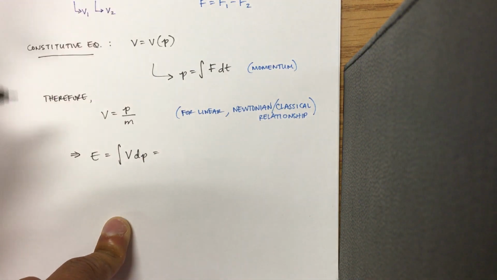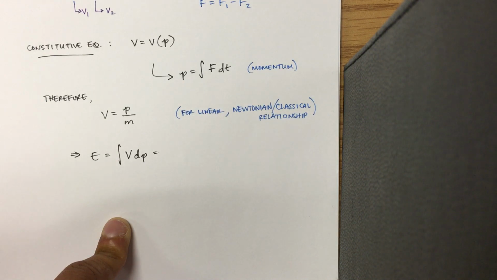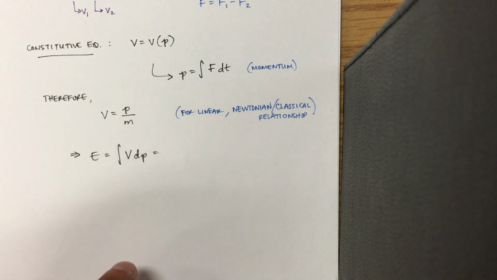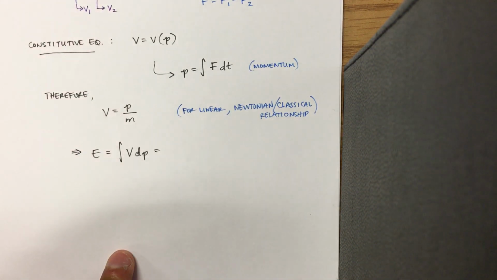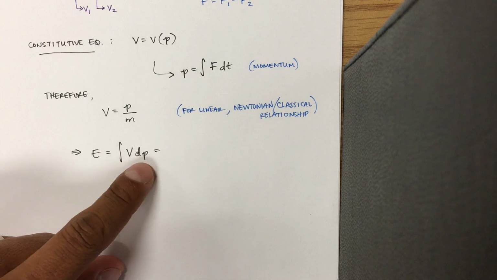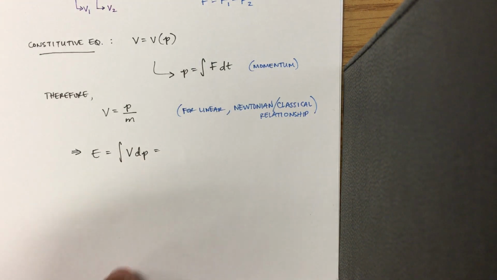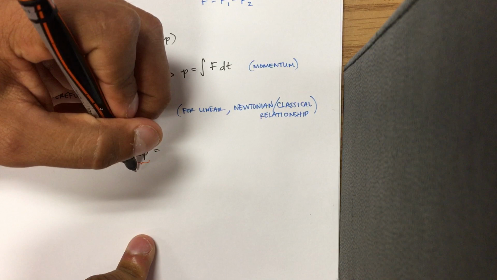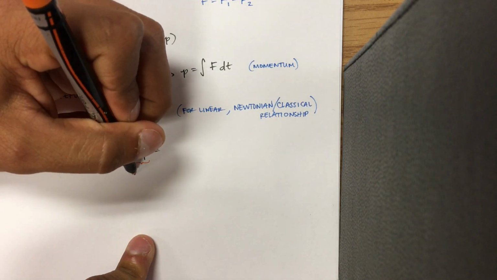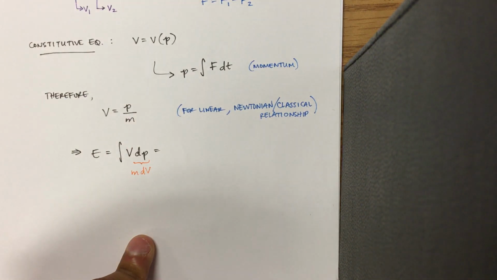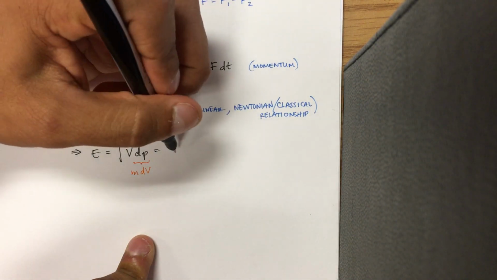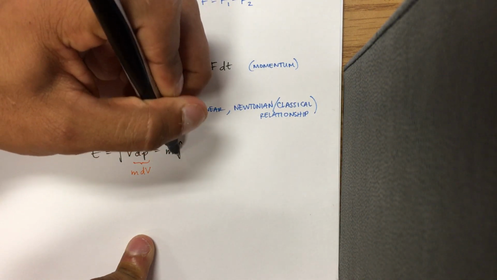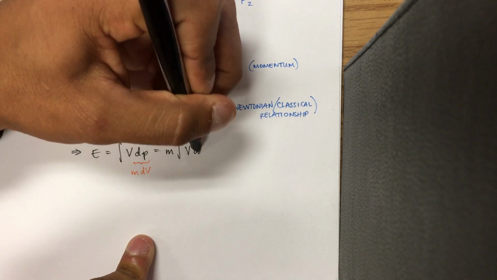Or let me see, I should say, rather, I don't have my notes from last time. Let's replace this term dP. So dP is equal to m times dV. So this integral rather becomes m times the integral of v dV.